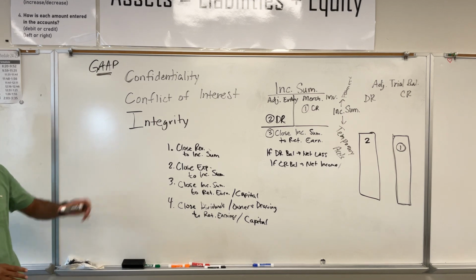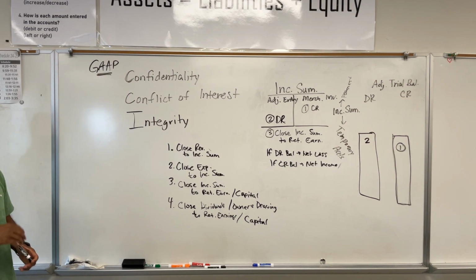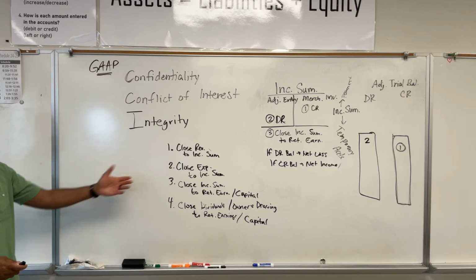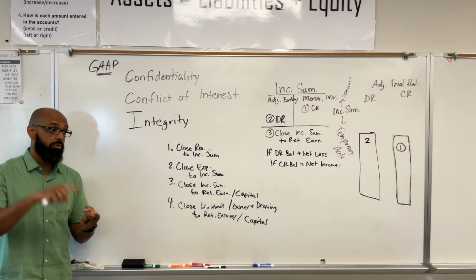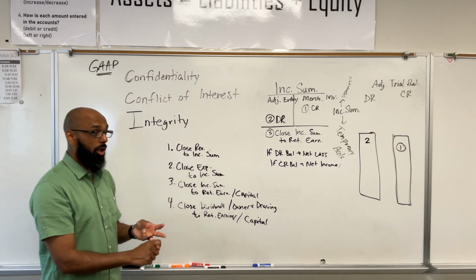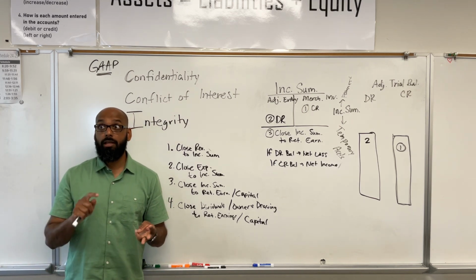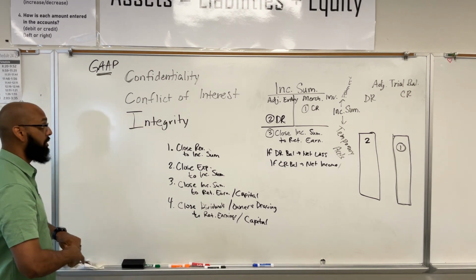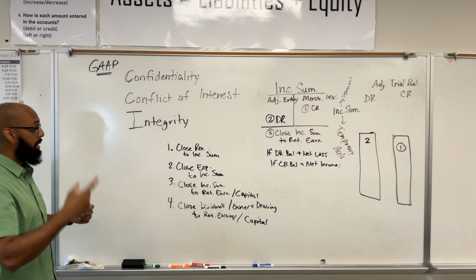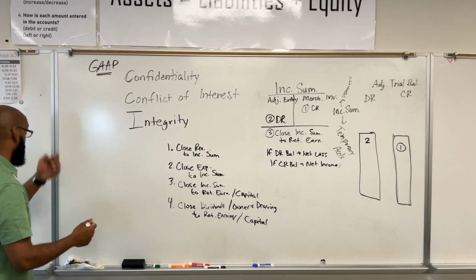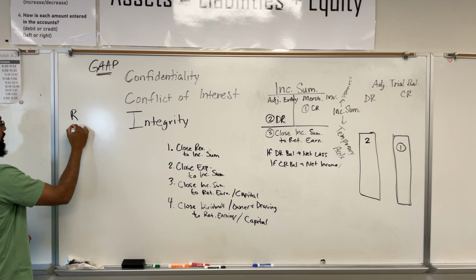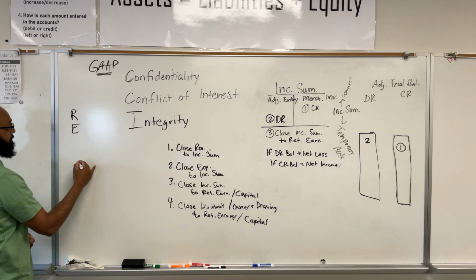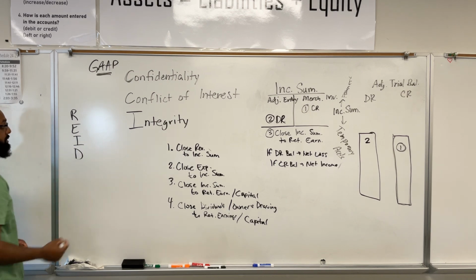All right, so that just zooms in on closing journal entries for you, and the four closing journal entries. So close revenue, close expenses, close income summary, and close dividends. I don't know how you remember things, but maybe you could make something up with: close revenue, close expenses, close income summary, and close dividends.